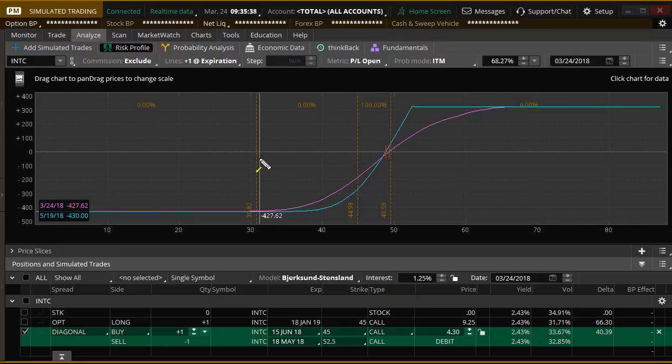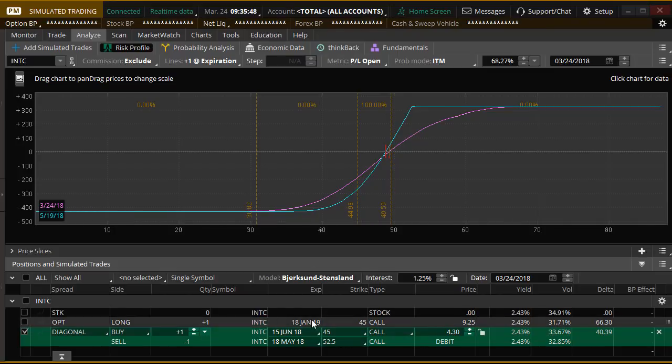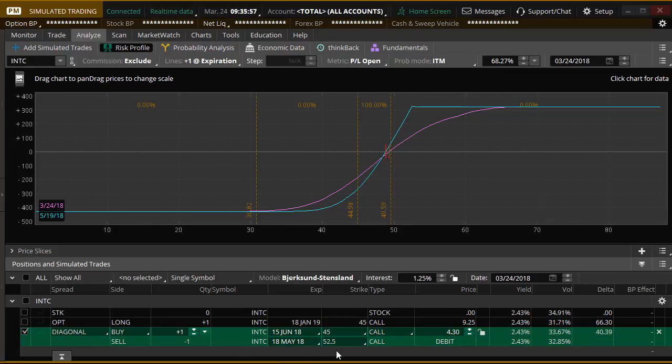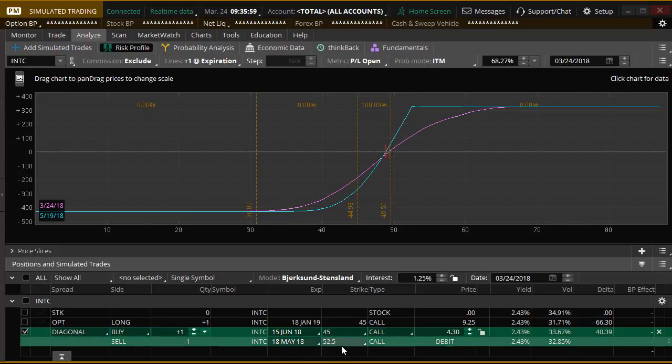Okay, this is a calendar spread. In this trade, when you think about rights and obligations, we have a right to buy the stock at 45 in May. There's our right in May. And we've given someone the right to buy the stock from us at 52.5. Or excuse me, right to buy it in June. We sold someone the right to buy it from us in May at 52.5.